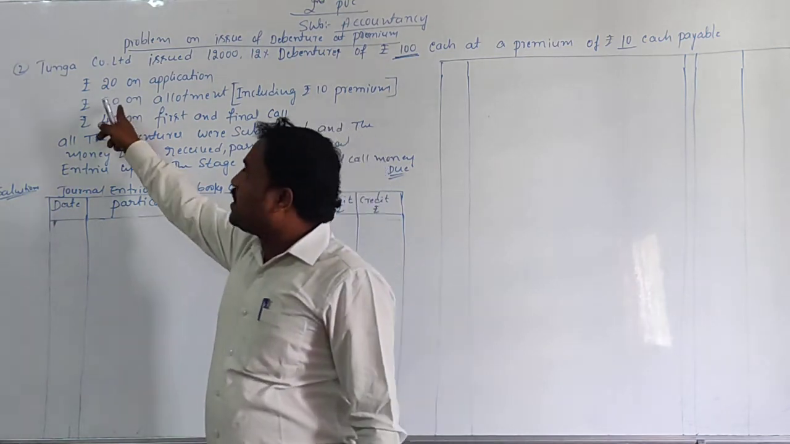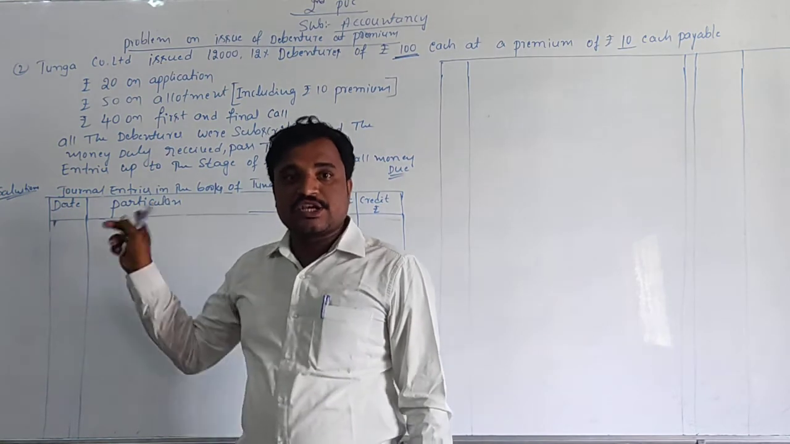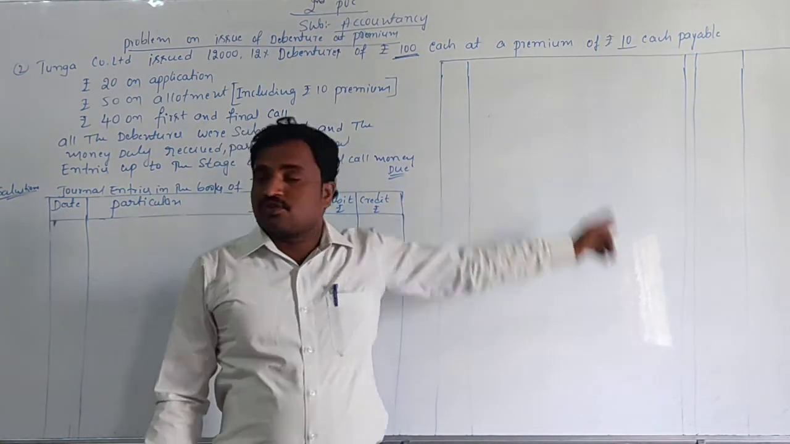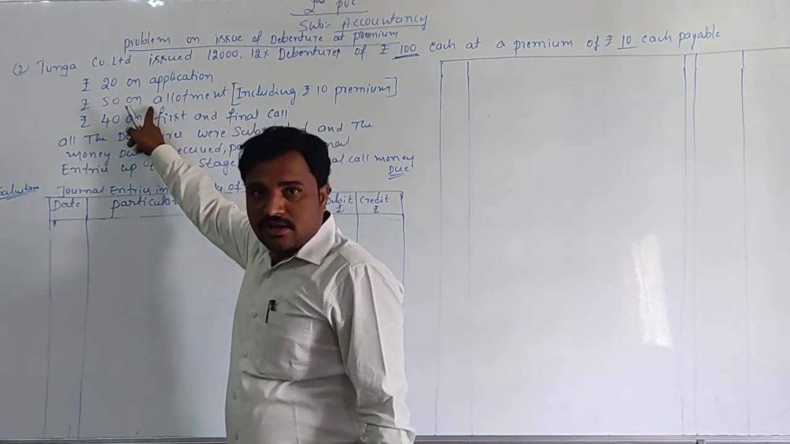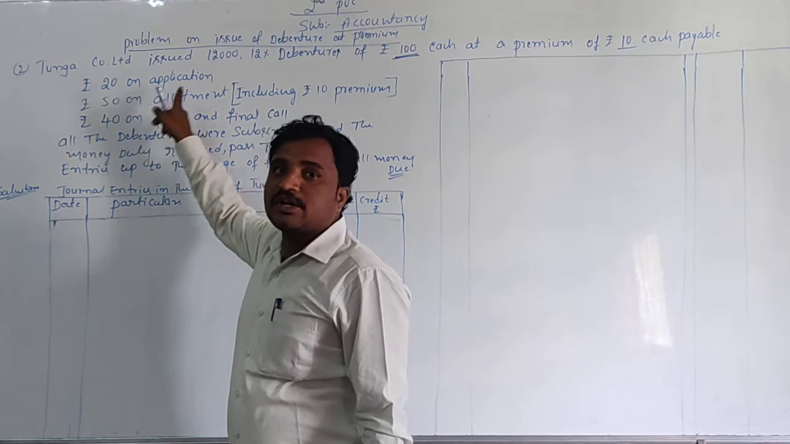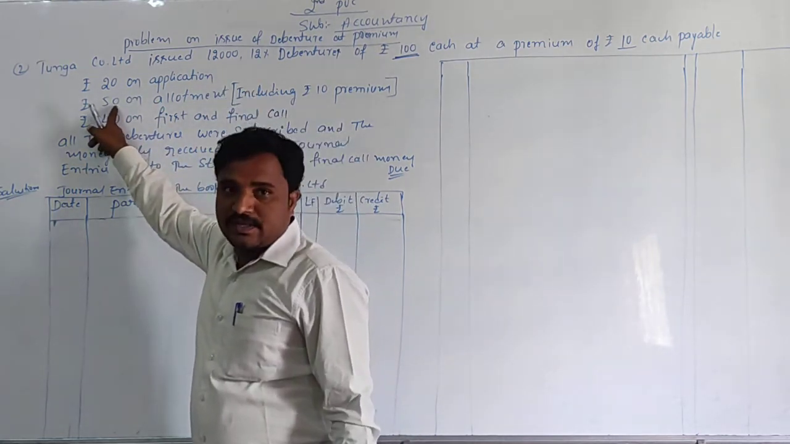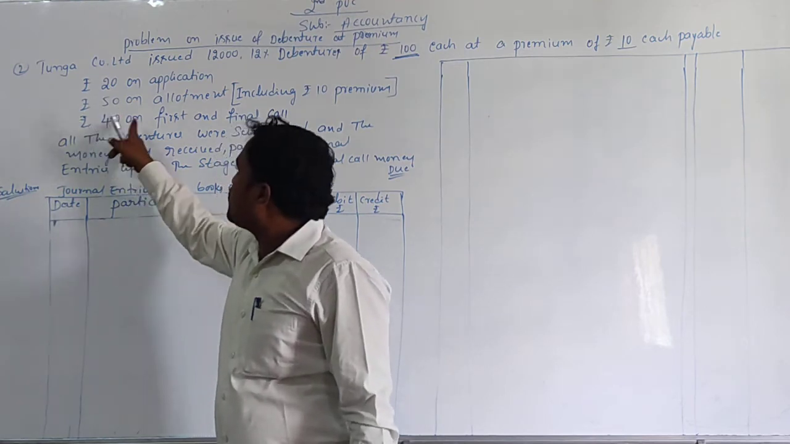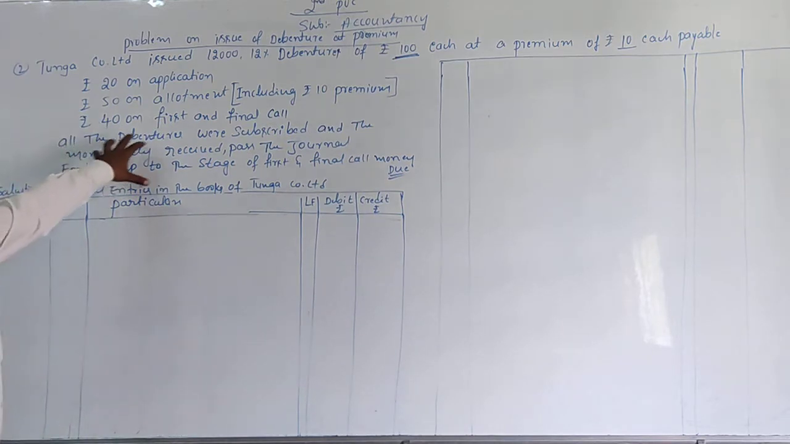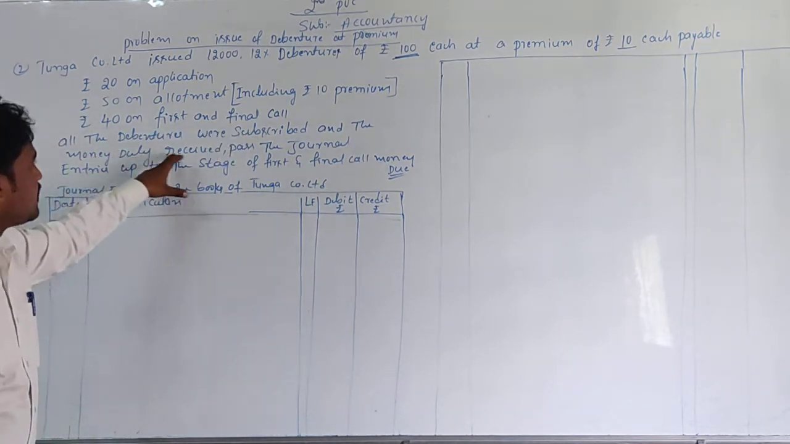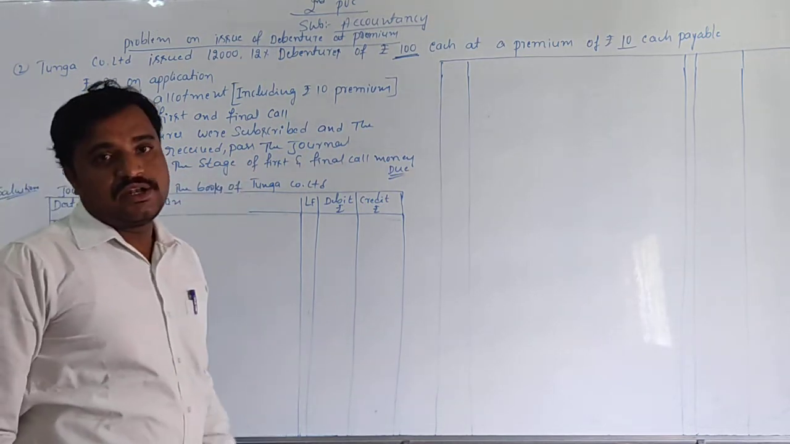Actually the company will collect 40 rupees on allotment stage, but securities premium is there. So for that reason, the allotment stage is 40 rupees including 10 rupees premium. So 10 plus 40 will become 50 rupees. Next one, 40% final call. Then all the debentures were subscribed and money duly received, for the journal entries up to the stage of first and final call money due.